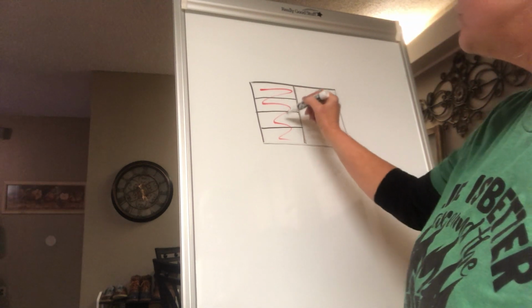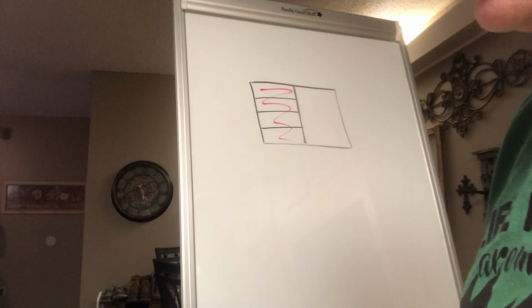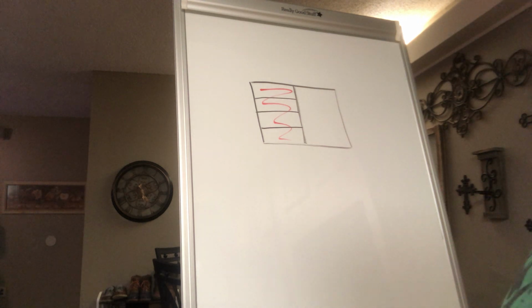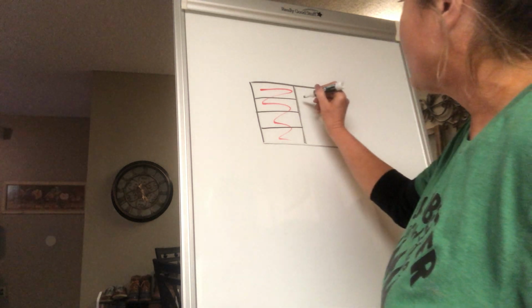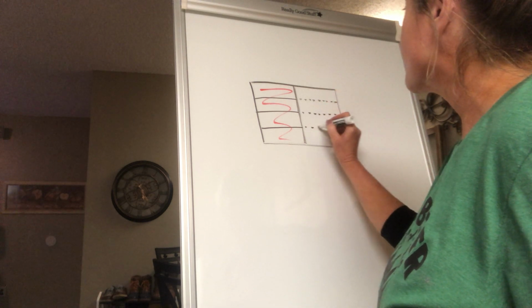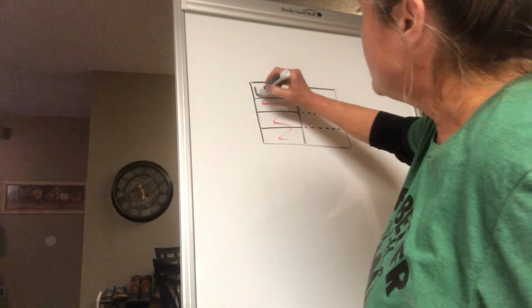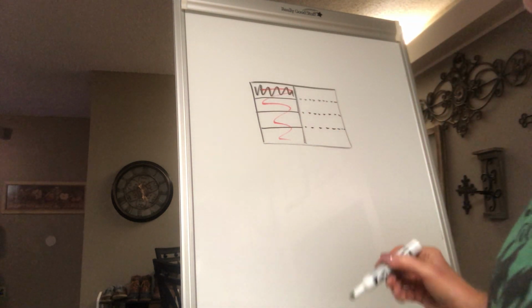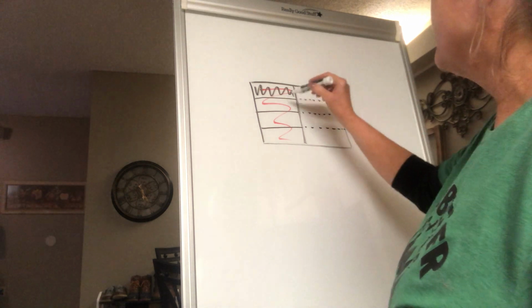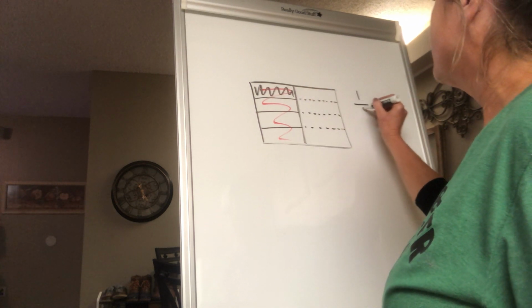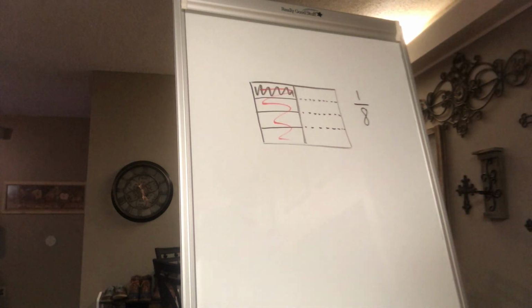Okay, so 1, 2, 3, 4. How many pounds of fruit does each friend get? If I look at it as if it was all here, and each person only gets one little piece, then each person would be getting 1, 2, 3, 4, 5, 6, 7, 8. Each person would be getting 1/8.